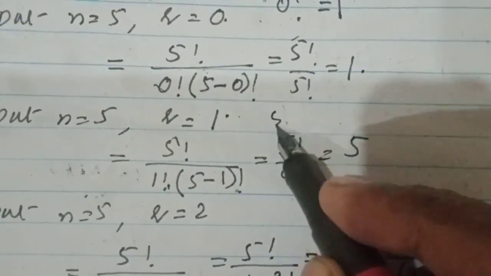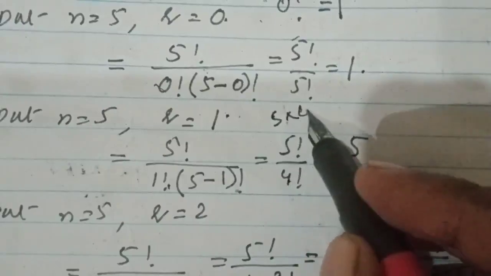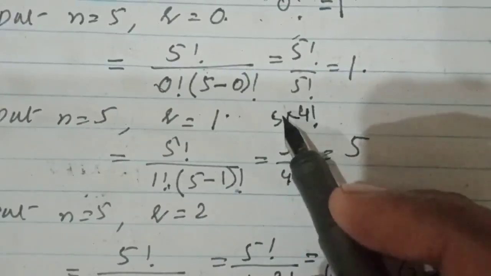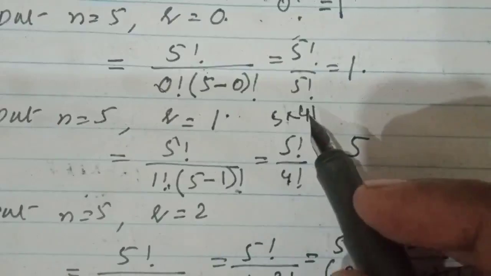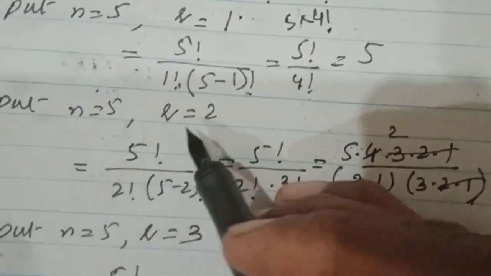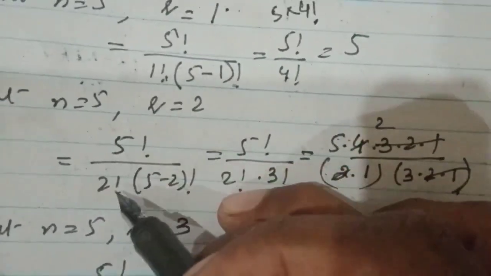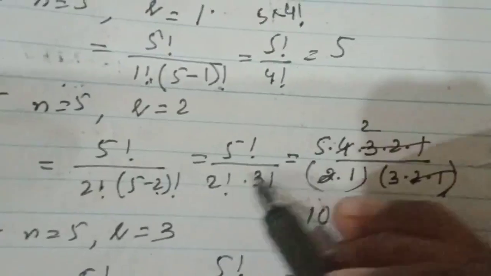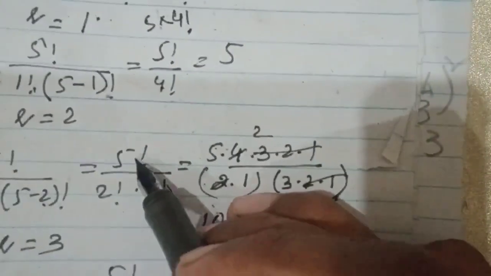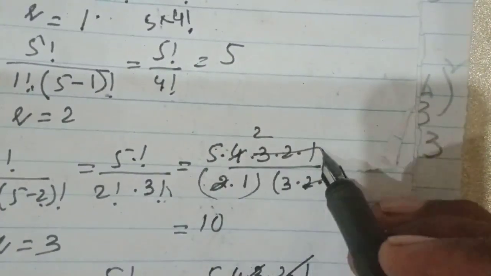Now 5 factorial you can write as 5 times 4 factorial, so the 4 factorial will be cancelled. The answer is 5. Now n is equal to 5, r is equal to 2: 5 factorial upon 2 factorial times 5 minus 2, which is 3 factorial. Now I have expanded this: 5, 4, 3, 2, 1.